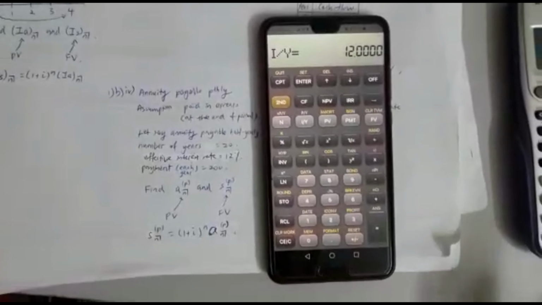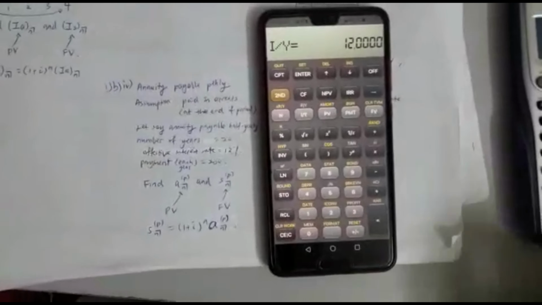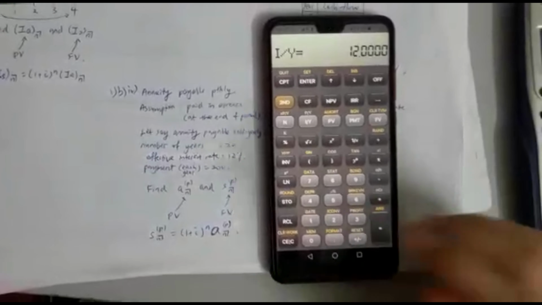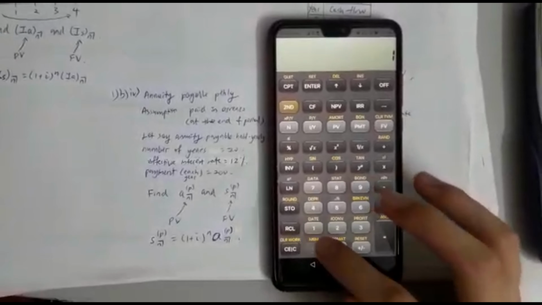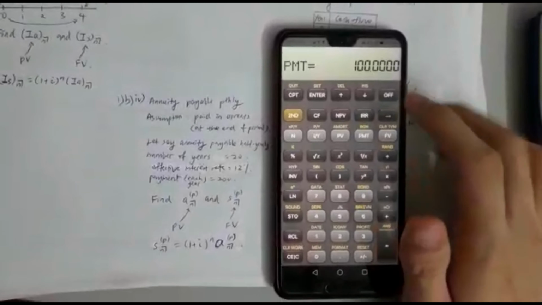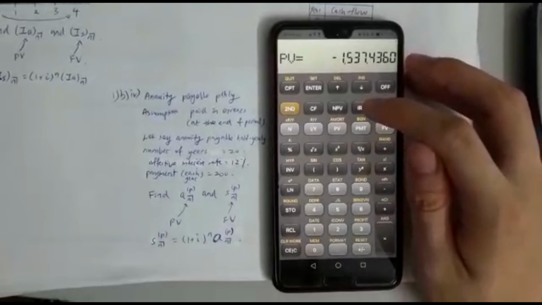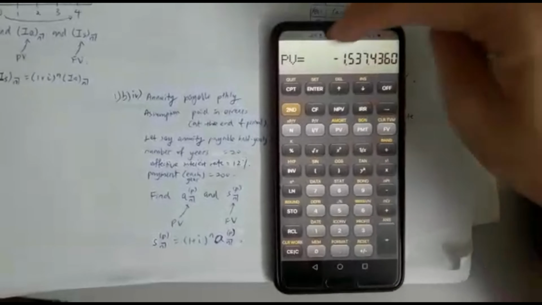So you pay half yearly. So in 1 year you pay twice. So payment per period is 200 divided by 2 equals 100, and press PMT. And then you press compute. You get your PV. Okay, compute PV, which is your present value.